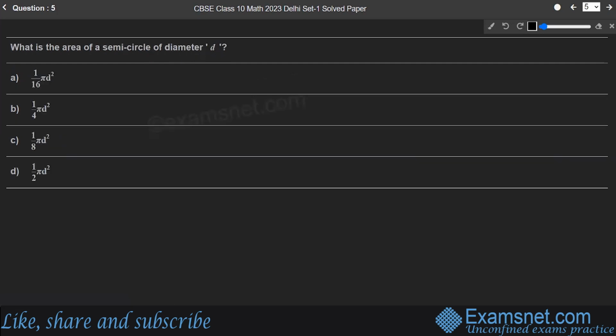Next, what is the area of a semicircle with diameter d? Okay, so what is the area of the semicircle? Let us write it here. What is the area of the semicircle? It is nothing but pi r square by 2.